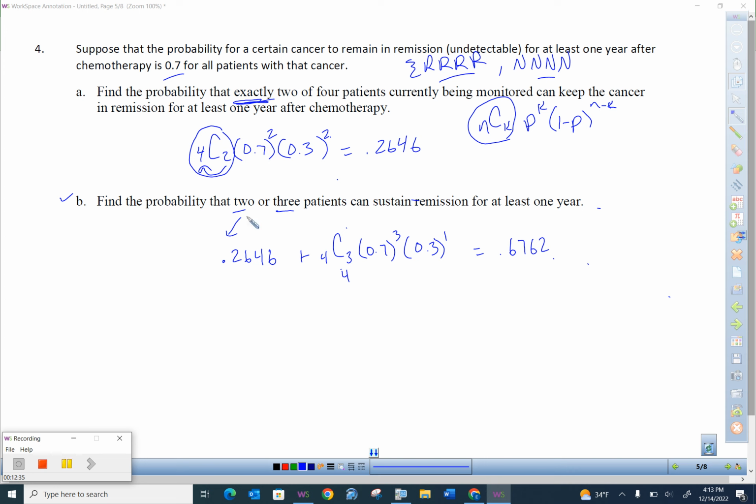Alright, so this one, the 2, was that number we just came up with, and just like we did with our flipping a coin, we're just going to add it to the 3 patients. Remember, OR means add as long as the events are mutually exclusive. We can't have exactly 2 patients be in remission and exactly 3 patients be in remission at the same time. So for these OR situations, we are going to add. So we have that number, and then we just add it to the combinations for choosing 3. Again, you can use Pascal's triangle to grab that number rather than typing it in. It is up to you. And then 3 people were in remission and 1 was not, for a final probability of 0.6762.